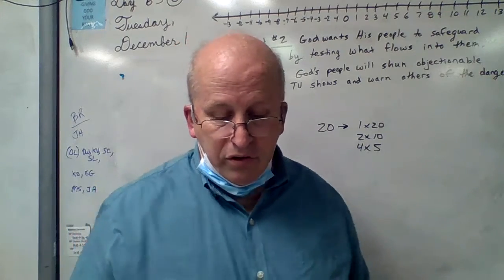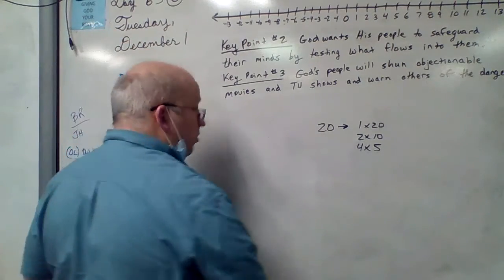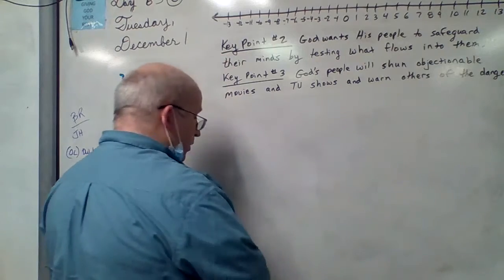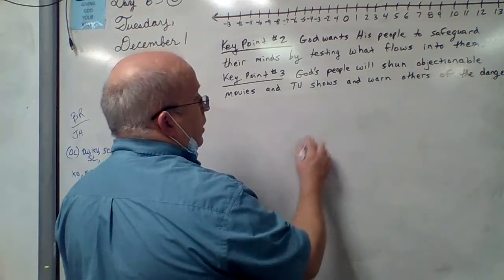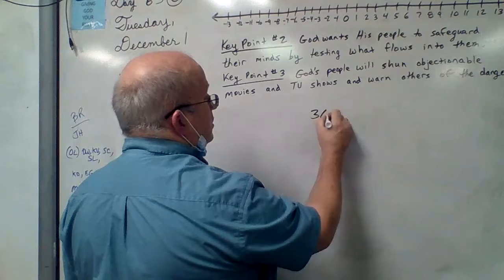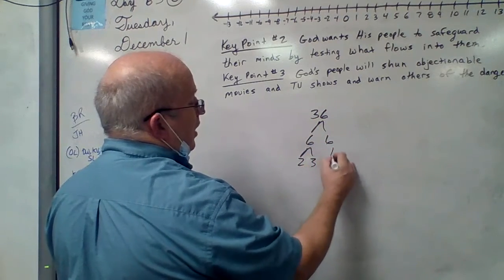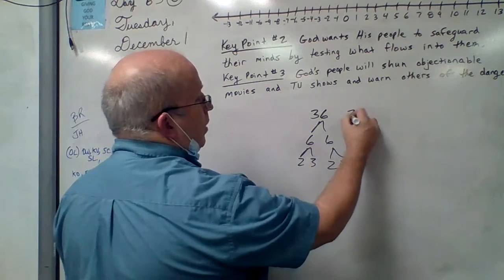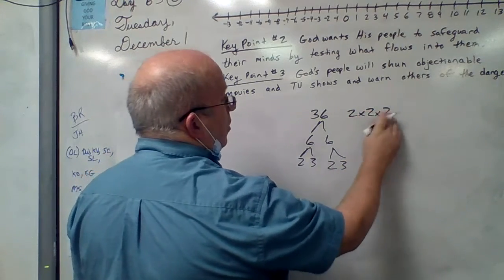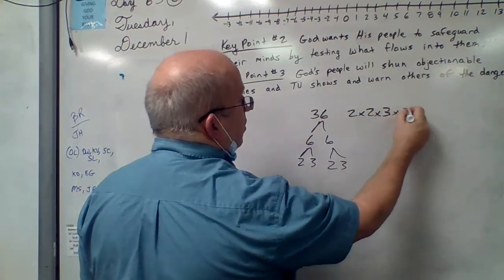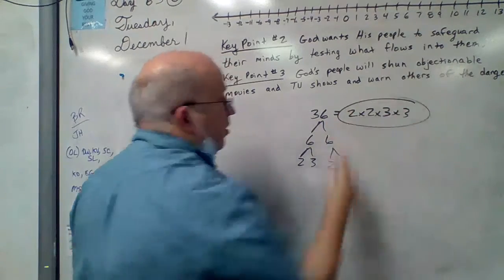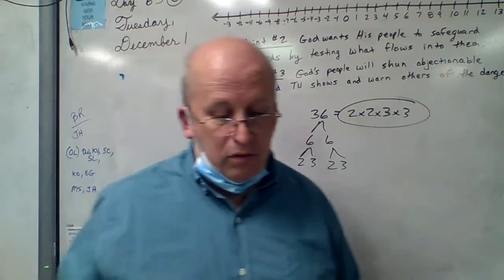4, 5, and 6, they're asking you to factor certain numbers or expressions. What if I had a number like 36? How would I factor that? Well, I'd probably use a factor tree, and I would come up with 2 times 2 times 3 times 3 as the factoring of 36.